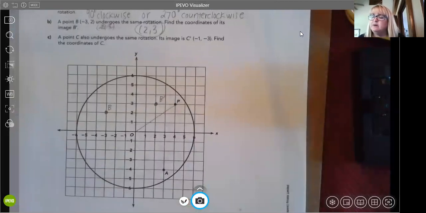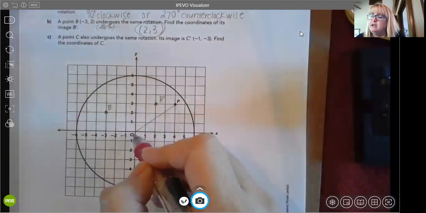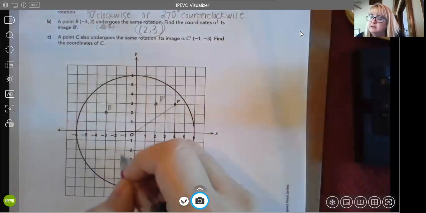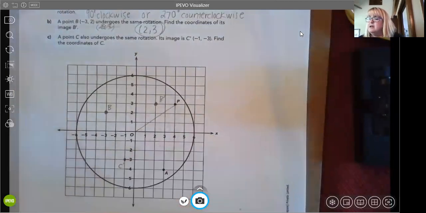Point C also undergoes the same rotation. All right, its image is C prime, (-1, -3). Find the coordinates of C. Okay, so this is different. They tell us the location after the movement, so we've got to figure out what the coordinates are before the movement. All right, so C prime is (-1, -3). So this is C prime. Okay, so think.